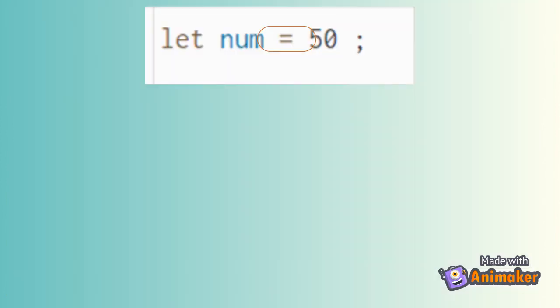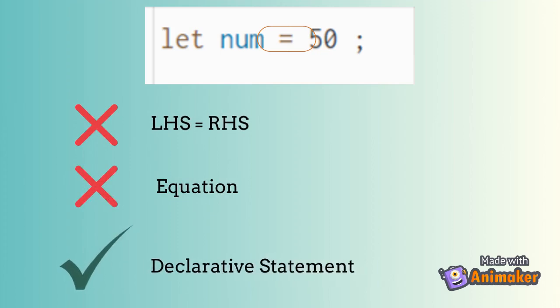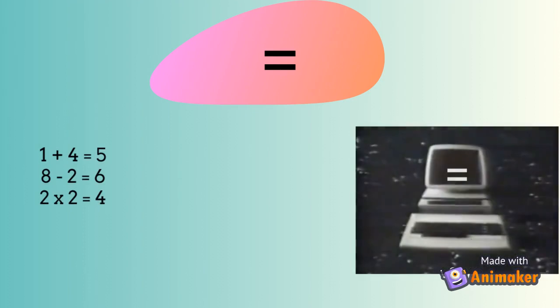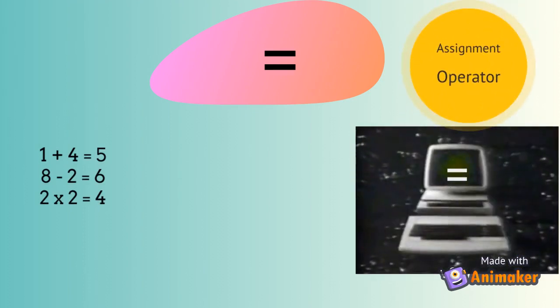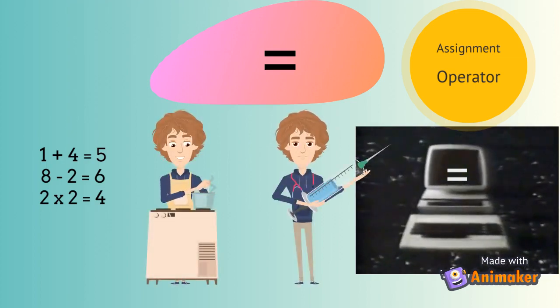Moving on to this equal sign, this is not here for equating LHS and RHS. This line over here is not an equation, it is a statement. We are declaring a variable over here, so we call it a declarative statement. Coming back to this sign, it might look like the one we use in mathematics, but it serves a completely different role in the programming world. We call it an assignment operator. You can think of them as twin brothers with the same look but entirely different behavior.